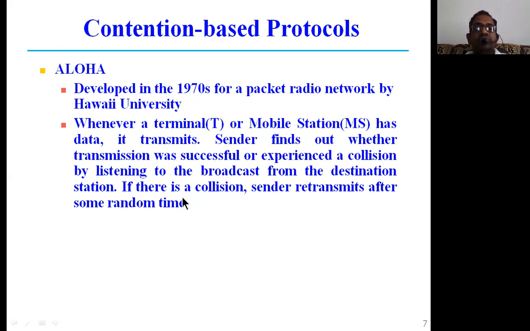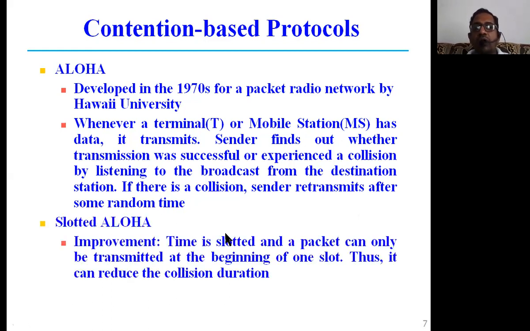If there is a collision, then the destination won't receive any packet, and the destination doesn't send any acknowledgement to the sender. So the sender retransmits after some random time period. This random time period is decided by the random access protocols, therefore the name random access protocols. So if there is a collision, the sender retransmits after some random interval of time. This is how we normally have the Aloha protocol.